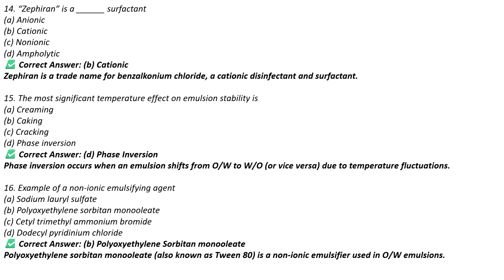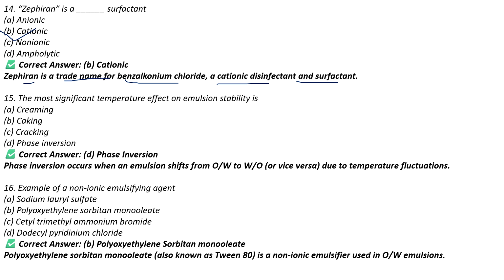Moving on to the next question. Zephiran is a dash surfactant. Options are anionic surfactant, cationic surfactant, non-ionic surfactant or ampholytic surfactant. So Zephiran is a trade name for benzalkonium chloride, and we all know that benzalkonium chloride is a cationic disinfectant and surfactant. So we can say option B, that is cationic surfactant, is the correct answer of this question.